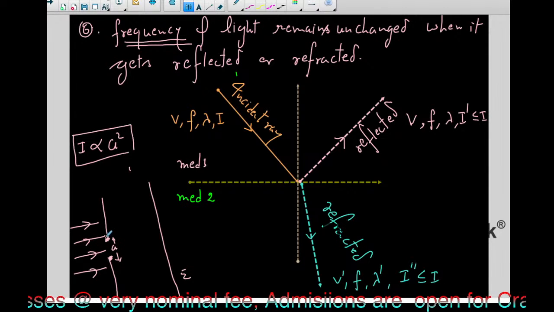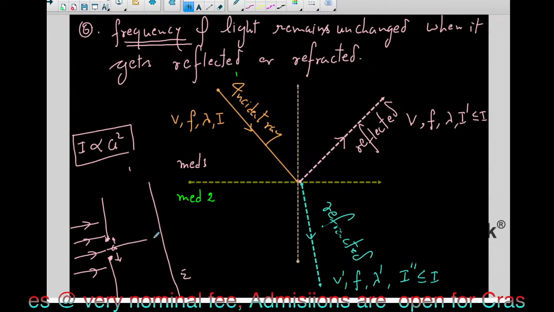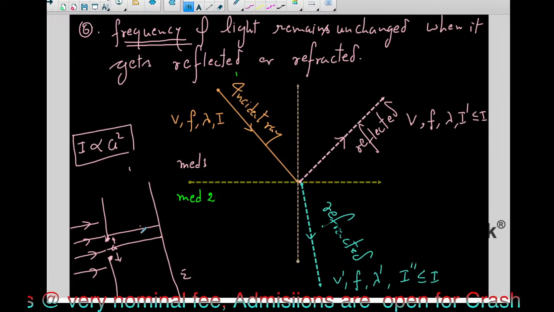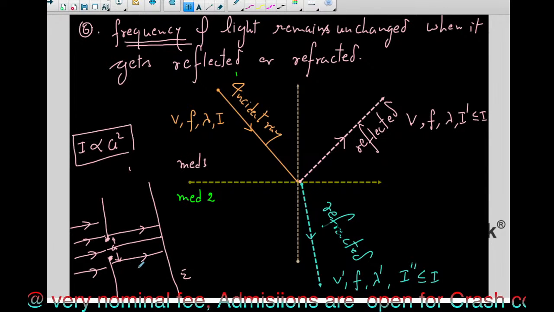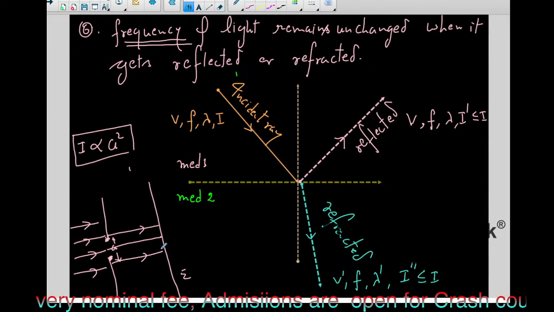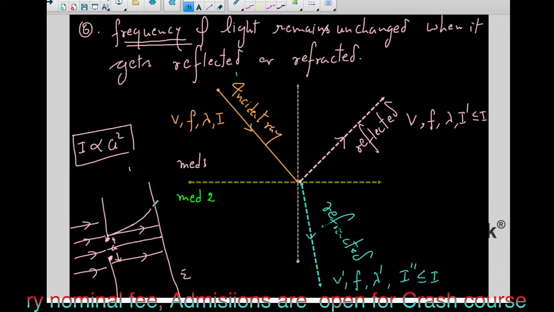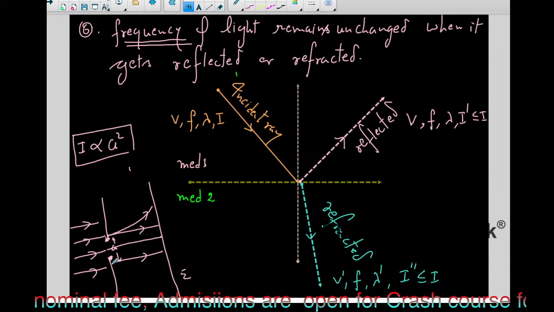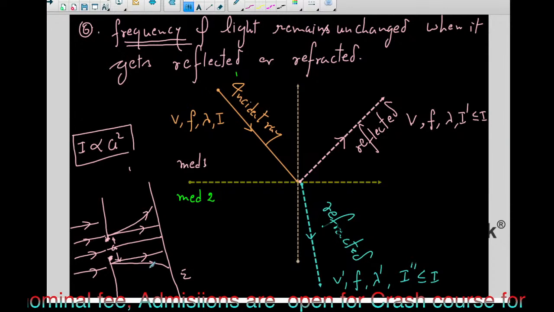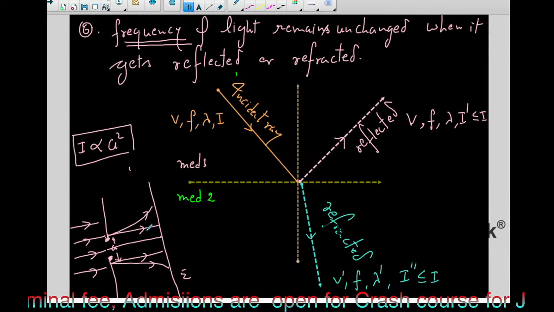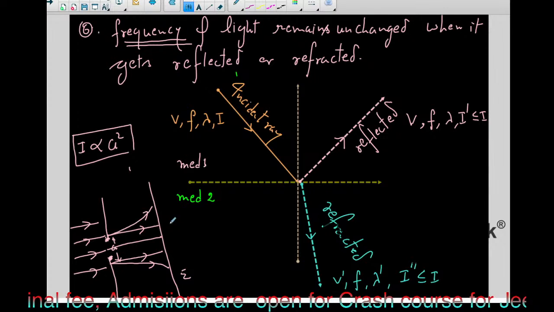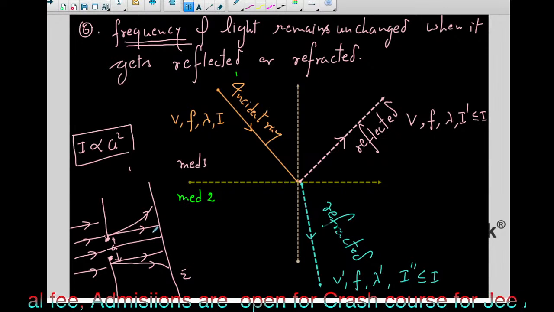The light won't come out in this way. If light traveled in a straight line, we would find this. But what we find is that the light spreads out like this. Why so? This phenomenon is called diffraction. These are all due to the wave nature of light.